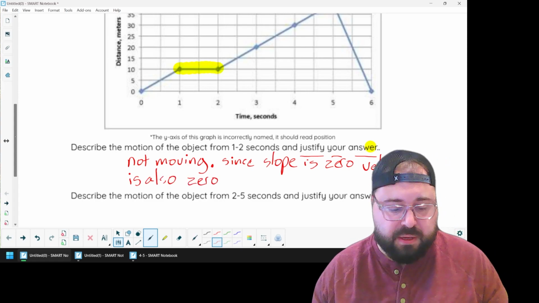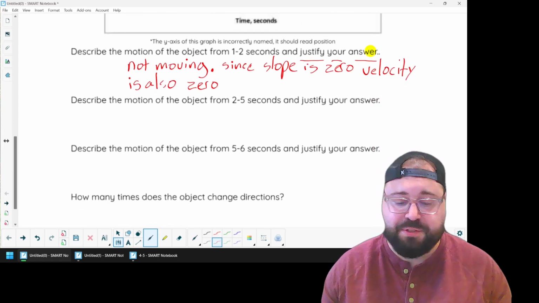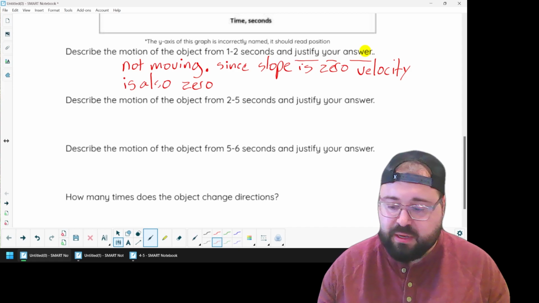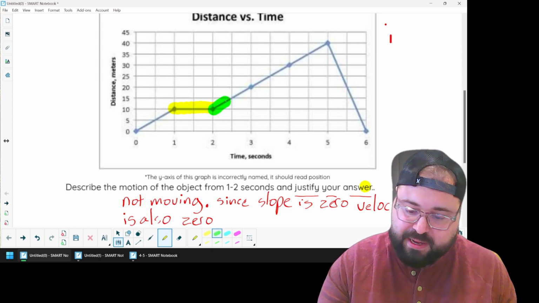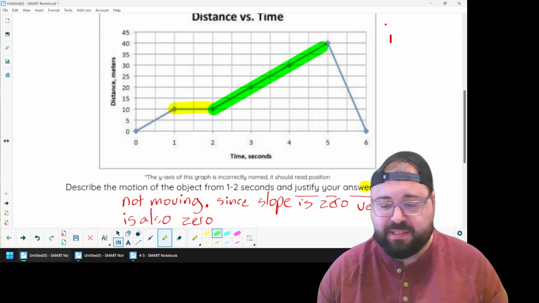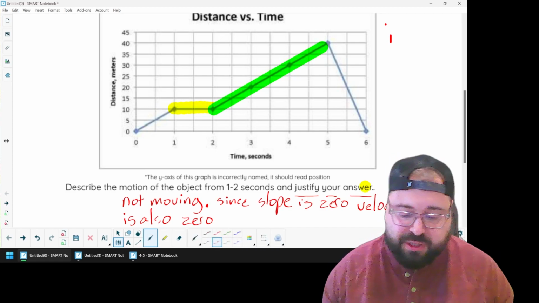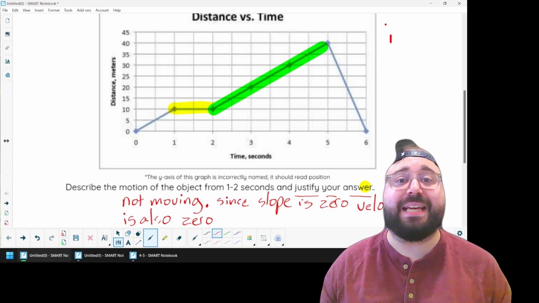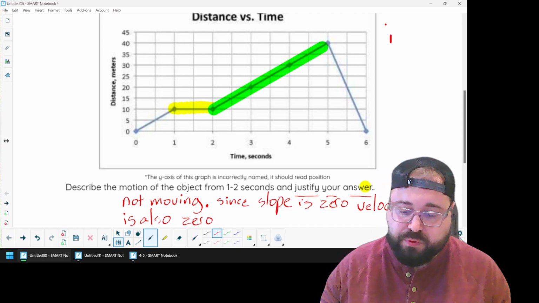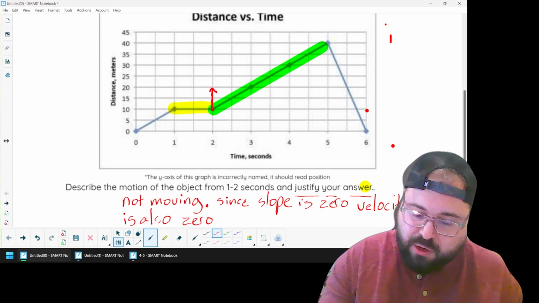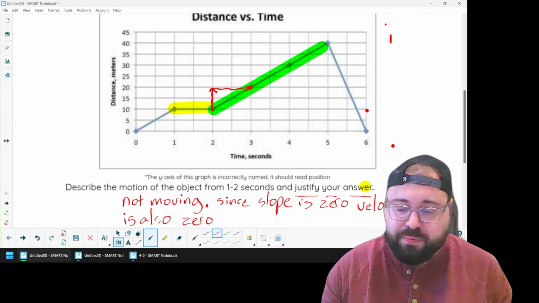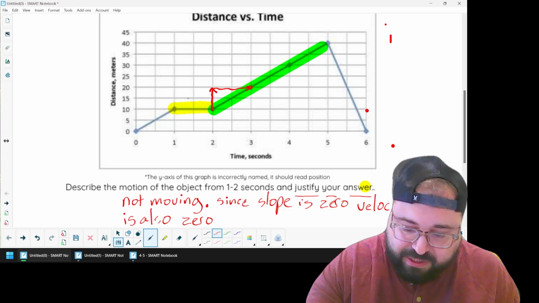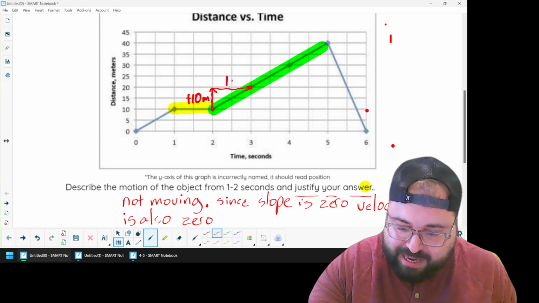Okay, so now let's jump down here to our next one. Describe the motion of the object from 2 to 5 seconds. Let's highlight that here in green. So from 2 to 5 seconds, this is what we're looking at. Now the object's moving because there is a slope. So I can find that slope. I can do a little rise over run, just like we did on our last lab exercise. When we do this rise over run, how much did we go up? We went from 10 to 20. So we went a positive 10 meters upwards, and then we went 1 second across.